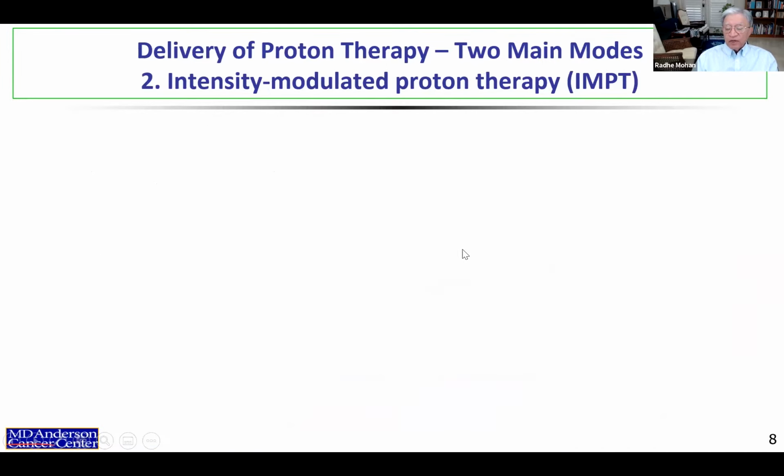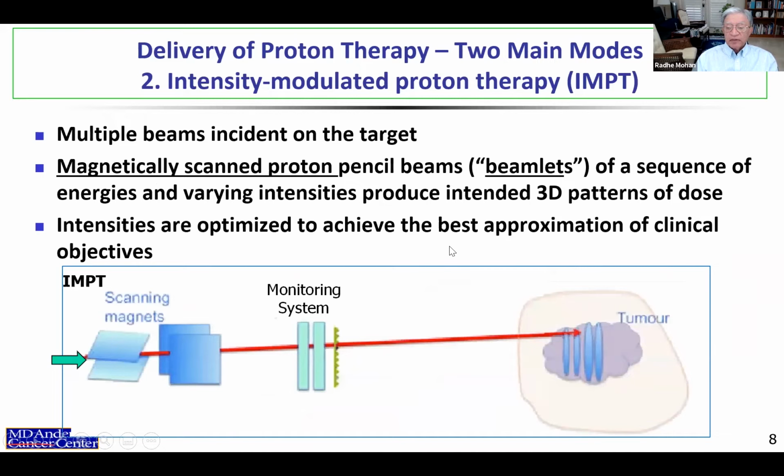In the form that is now taking over, intensity modulated proton therapy, again, there are multiple beams, but they are composed of pencil beams or beamlets that are magnetically scanned, and they're for a sequence of energies, and their intensities are varying so that a 3D pattern of dose is created. Intensities of these beamlets are optimized to achieve the most conformal approximation of what our clinical objectives may be.